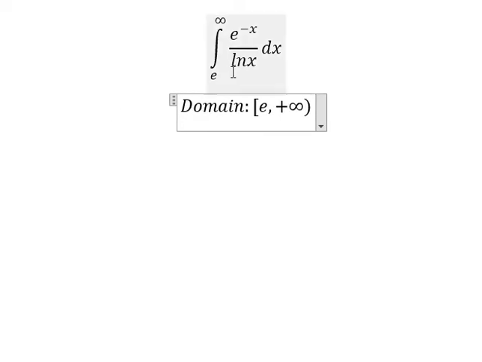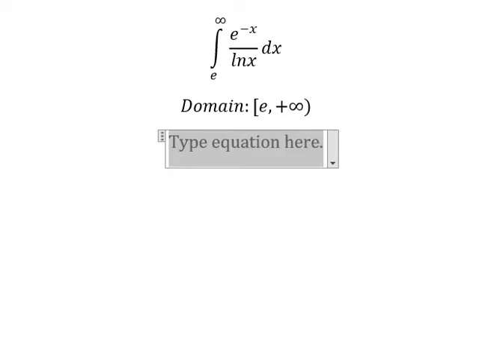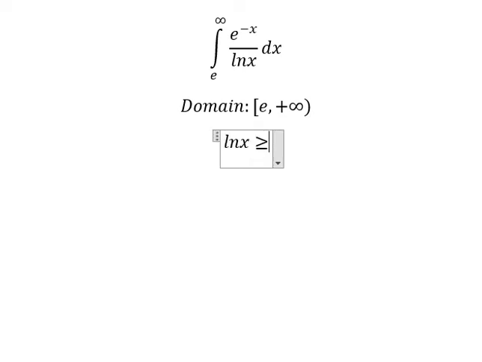We see that the domain of this one is from e to positive infinity. That's it from here. So that means ln s is always greater than or equal to 1, because if I put e in here, we have 1. If s approaches positive infinity, this one will go to positive infinity. That's why this one is greater than or equal to 1.